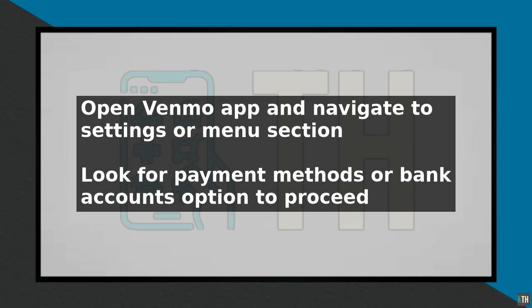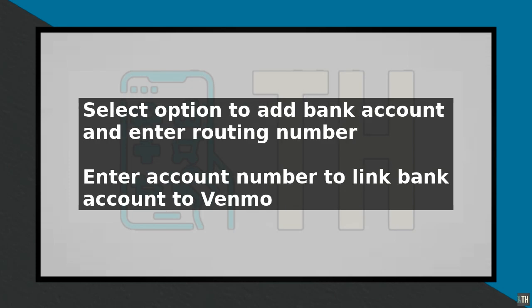You will be prompted to enter your bank account information, including the routing number and account number. You can find this information on a check or by contacting your bank. Once you have added your bank account, you can set it as your default payment method.